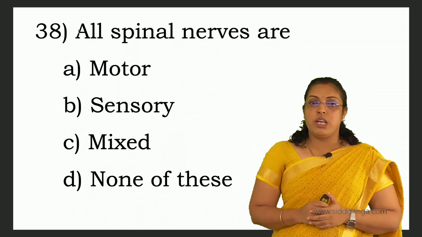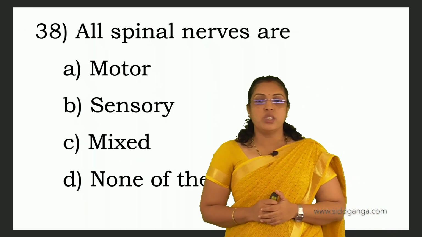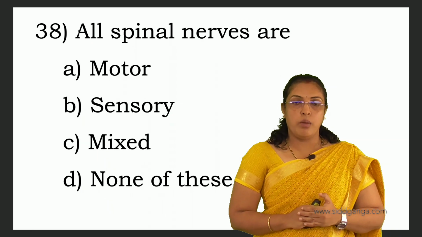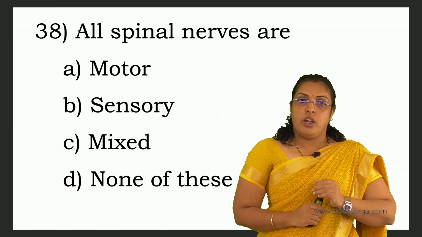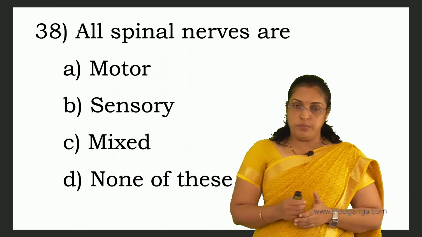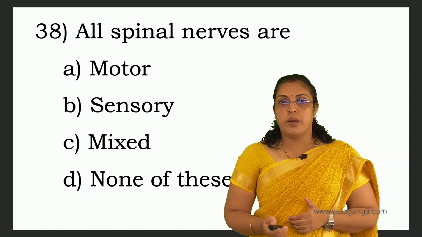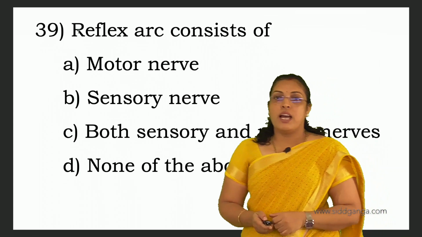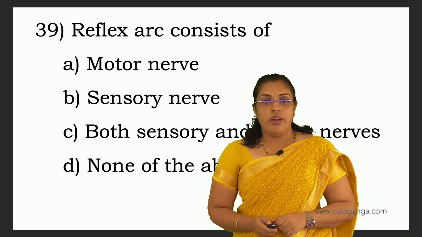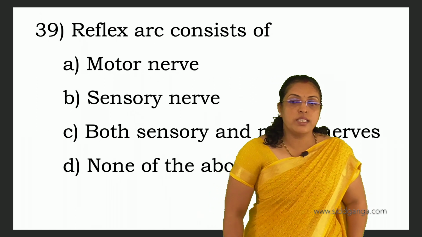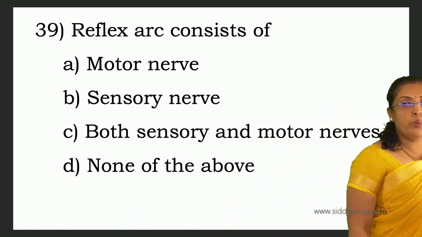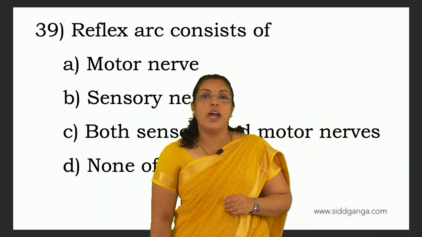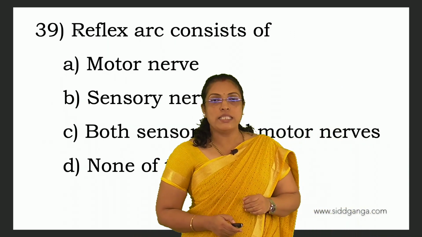All spinal nerves are motor, sensory, mixed, none of the above. So all spinal nerves are mixed. They act as both motor nerves and sensory nerves. Spinal nerves are mixed. 38, C is the answer. Reflex arc consists of motor nerve, sensory nerve, both sensory and motor nerves. So we know that reflex arc consists of both sensory and motor nerves. For 39, C is the option.